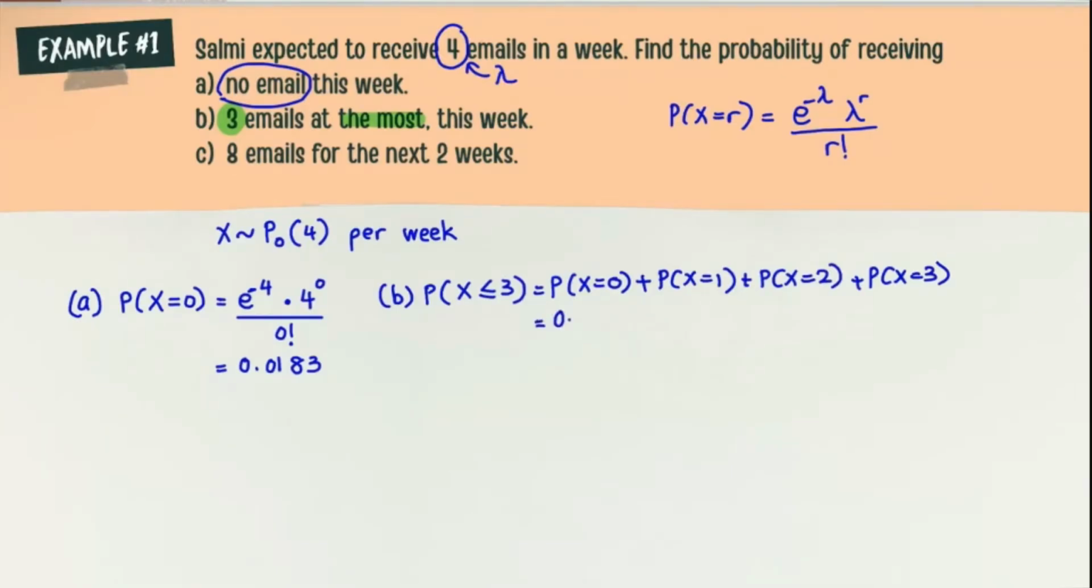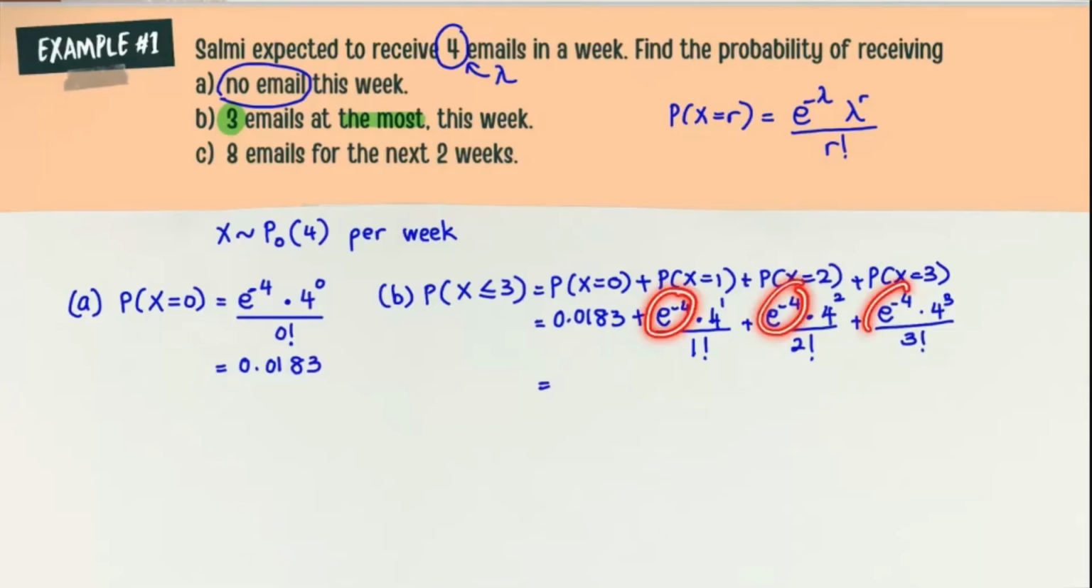So untuk setiap satu ni kita masukkan formula lah. Tadi kosong dah kira, 0.0183 tambah e to the power of negative 4 multiply by 4 to the power of 1 divided by 1 factorial plus e to the power of negative 4 multiplied by 4 to the power of 2 divided by 2 factorial plus e to the power of negative 4 multiplied by 4 to the power of 3 over 3 factorial. Okay, so kita boleh masukkan satu-satu dalam calculator. Tapi sebenarnya nampak tak? Untuk setiap term ini kita ada e to the power of negative 4. So boleh juga kalau kamu nak factorize dia dahulu.